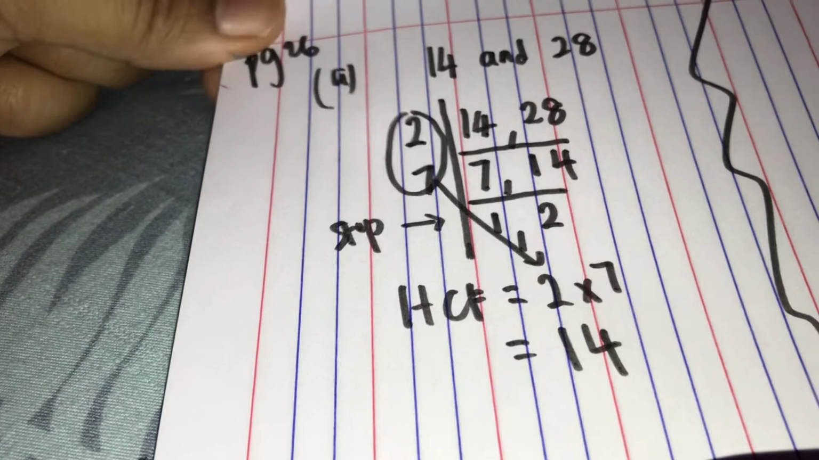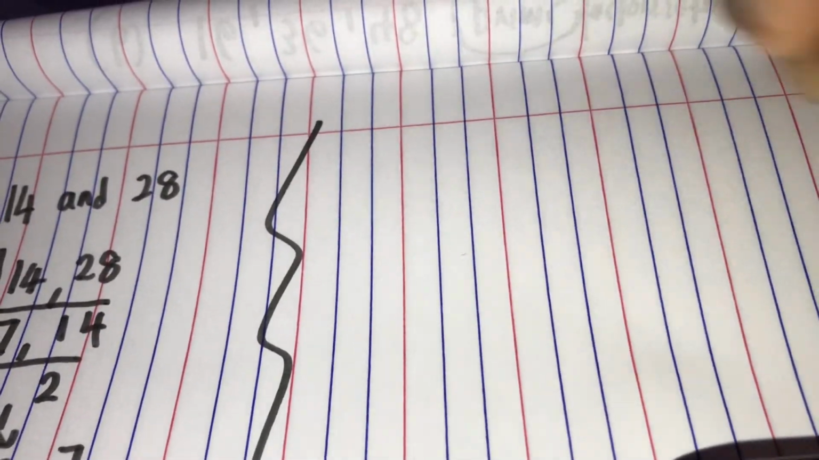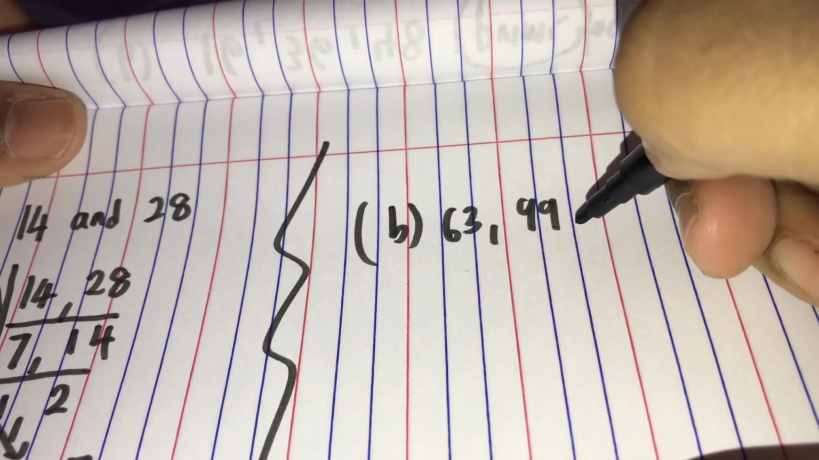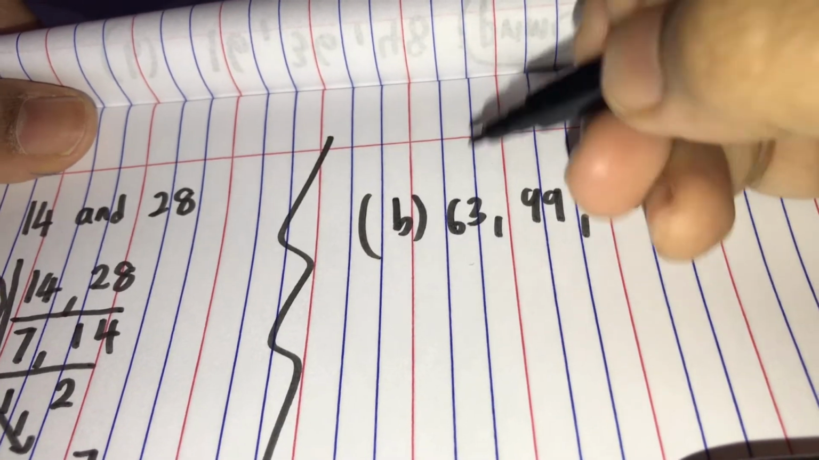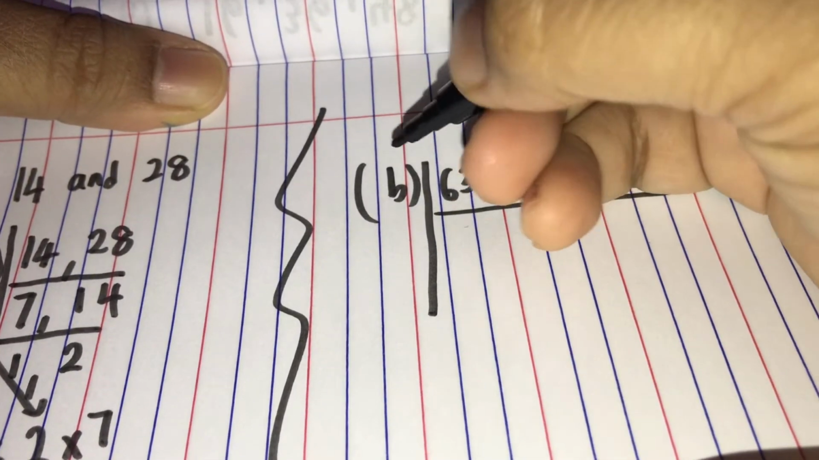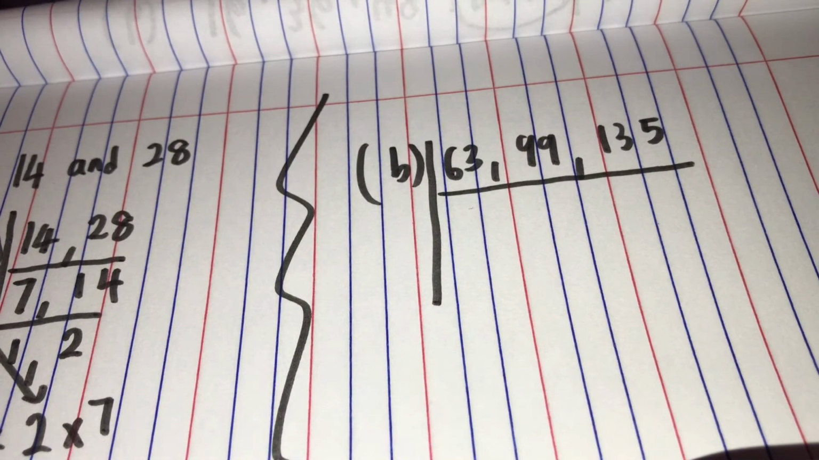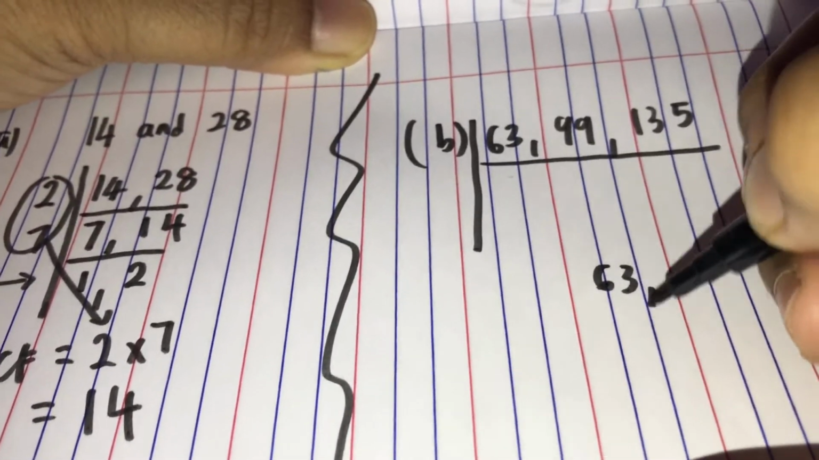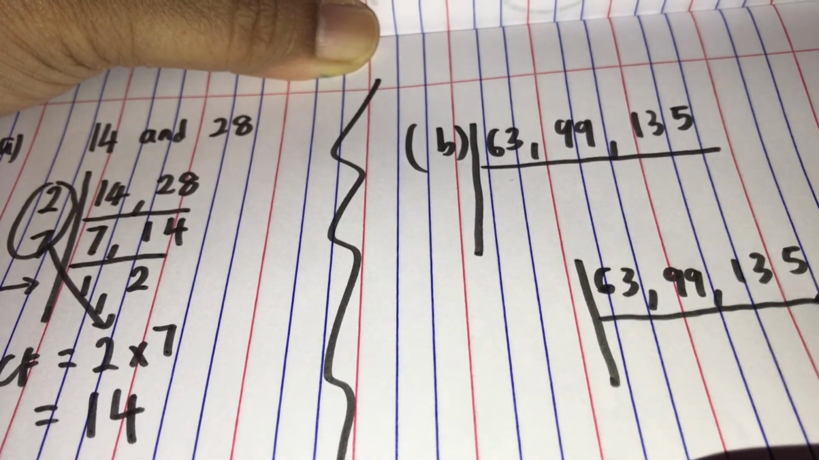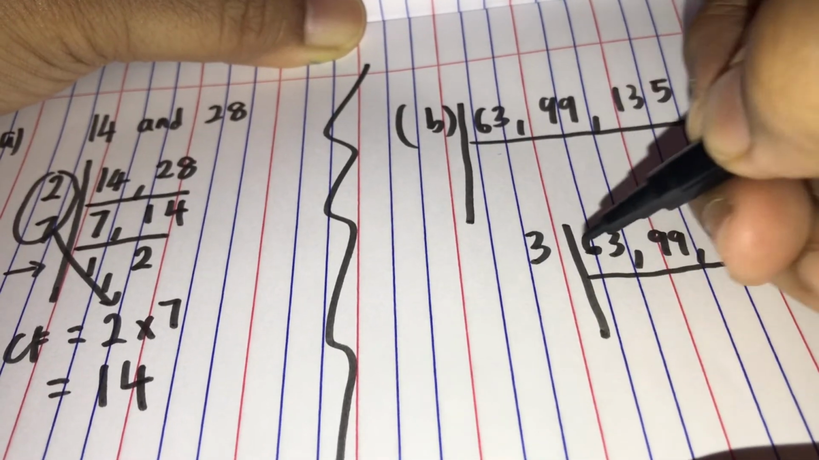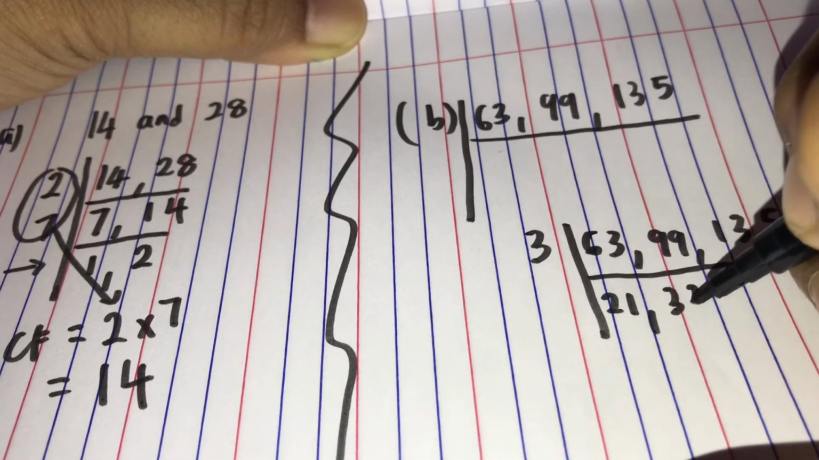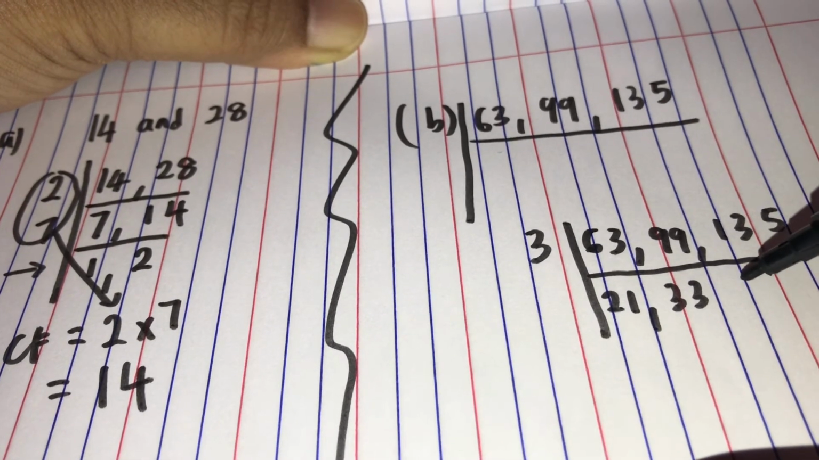This one is question A. Question B: 63, 99 and 135. First you write, sorry, I write here 63, 99, 135, right? 2 cannot, because 63 cannot be divided by 2. So you choose 3. 63 divided by 3, you get 21. 99 divided by 3, you get 33. 135 divided by 3, you get 45.